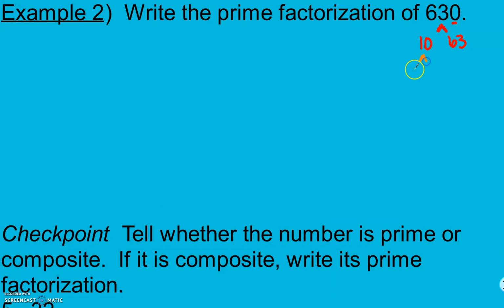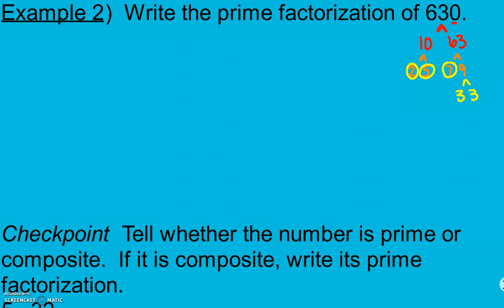Now, 10 isn't prime. I can write that as 2 factors, 2 times 5. 63 isn't prime. I can write that as 7 times 9. Now, 2, I can't split up any further. It's prime. It's just 2 times 1. 5 is just 1 times 5. 7 is just 1 times 7. And 9 is 3 times 3.